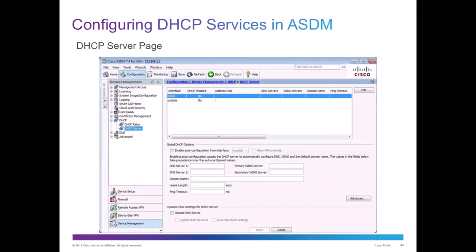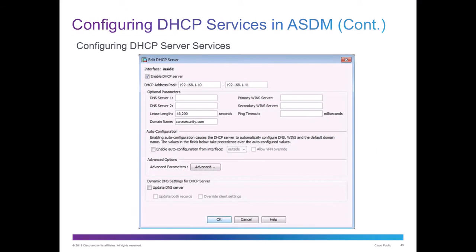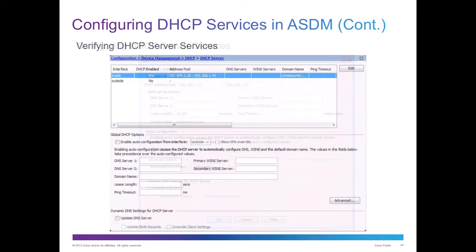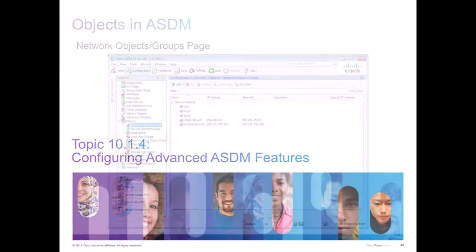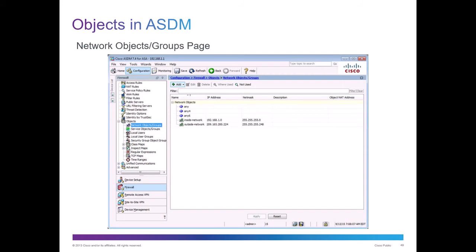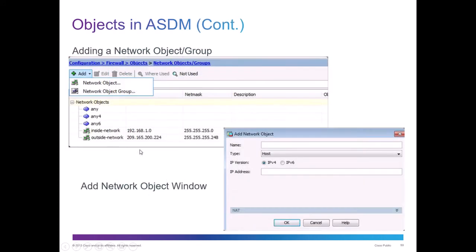And here's the DHCP setup, services. Okay, configuring features, the network objects. So you can go into objects, into configuration, and configure all the objects that we discussed from last chapter.